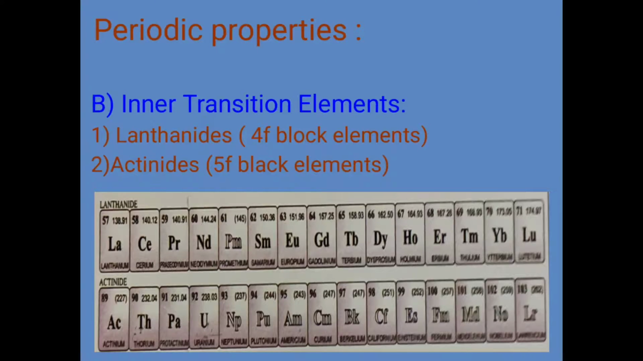There are 14 elements from cerium, Ce to Lu, and they lie in the 6th period. They are shown independently at the bottom of the periodic table and are also known as the rare earths.